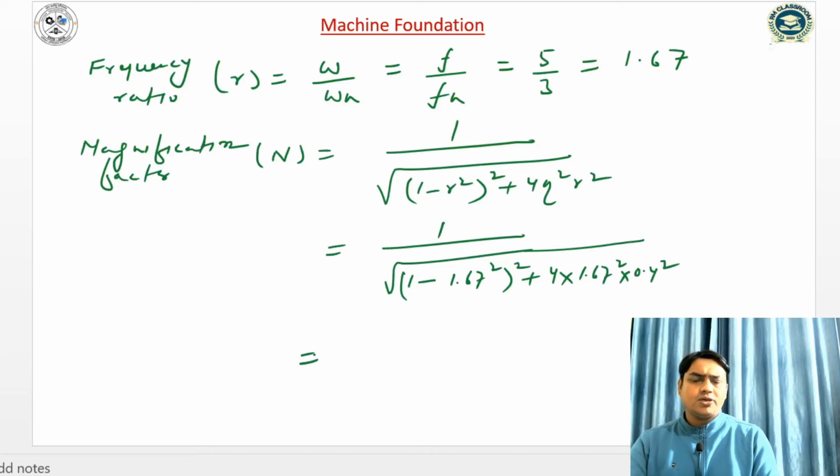So the value will be 1 divided by square root of (1 minus 1.67 square) whole square plus 4 into 1.67 whole square into 0.4 whole square. So the magnification factor will be 0.448.